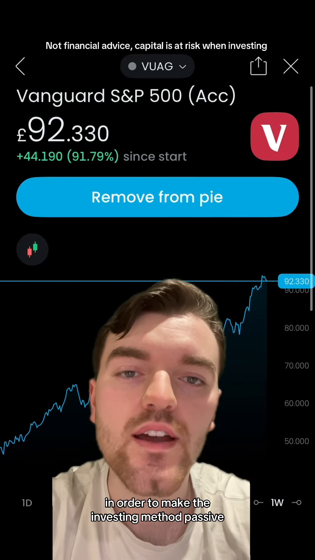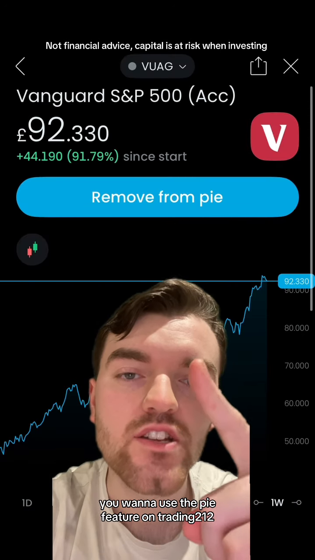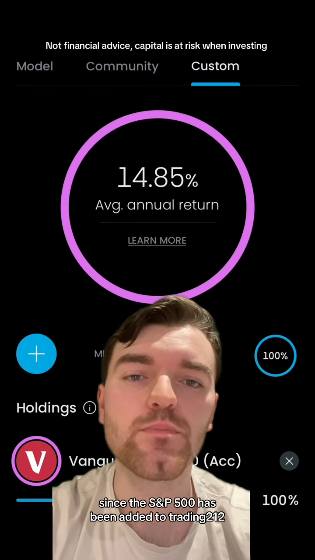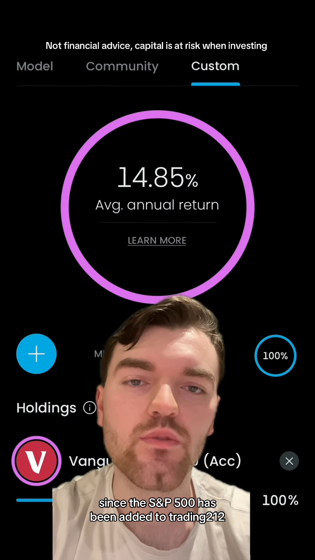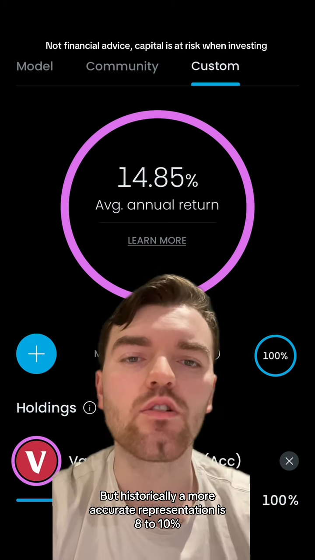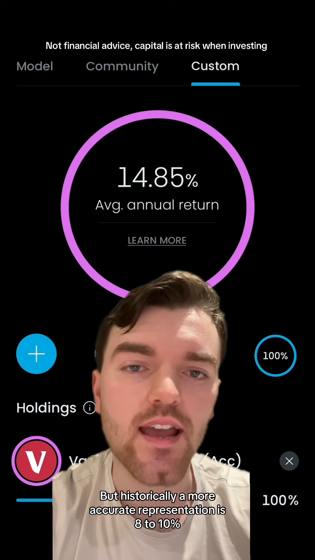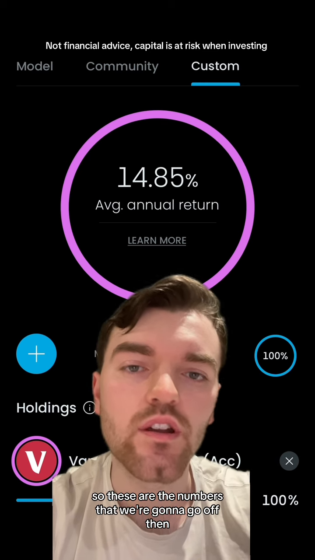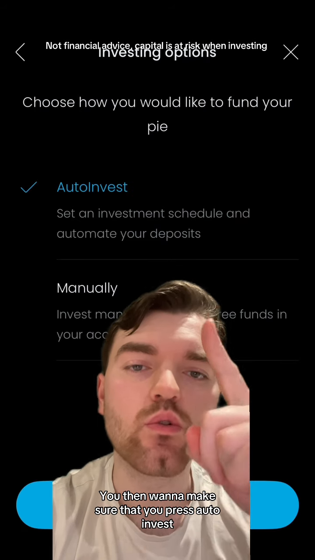In order to make the investing method passive, you want to use the Pie feature on Trading 212. Since the S&P 500 has been added to Trading 212, it's averaged an annual return of 14.85%. But historically, a more accurate representation is 8 to 10%, so these are the numbers that we're going to go off. You then want to make sure that you press Auto Invest.